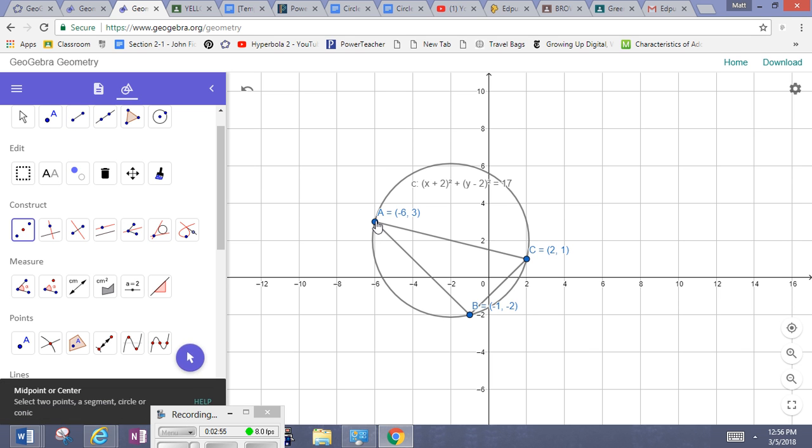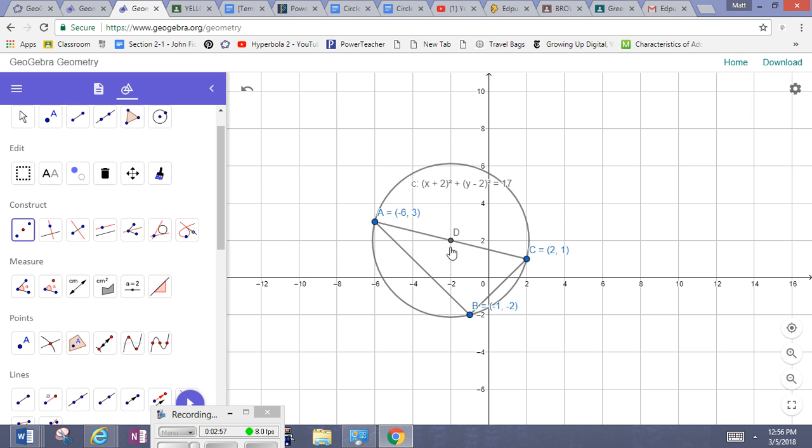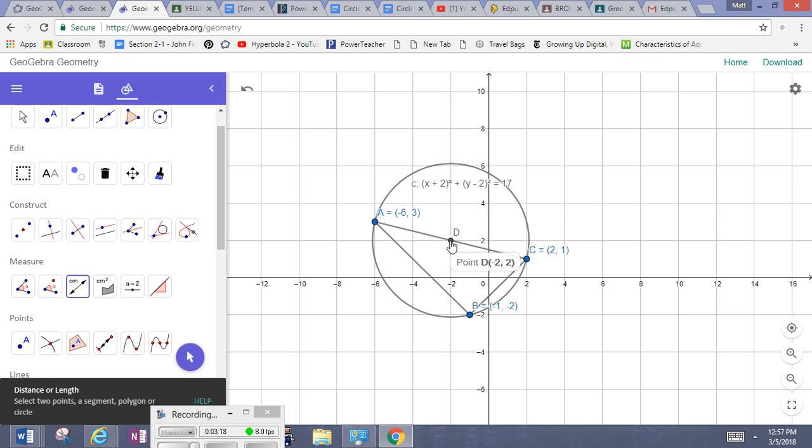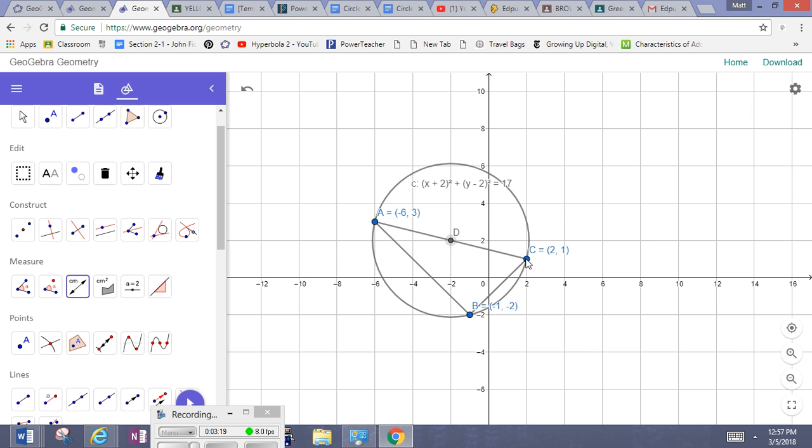With that being the case, then we can easily just find the midpoint of AC, and there it is, negative 2, 2, which is the center of the circle. Then all we have to do is confirm that the radius is the square root of 17, so we can just measure that distance from D to A or D to C, and that's 4.1, which I bet is the square root of 17.